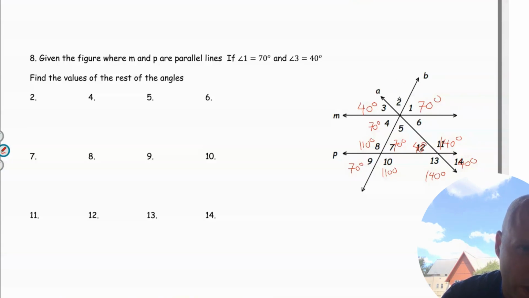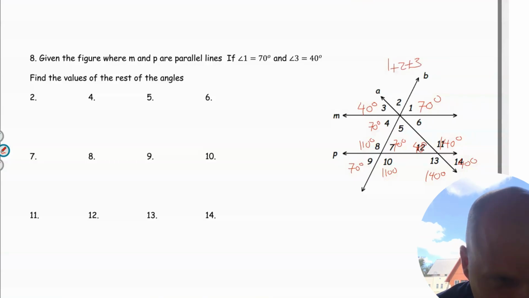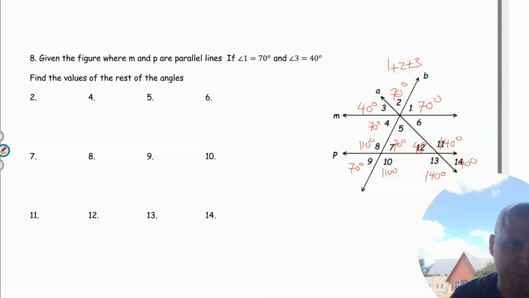40 plus 70 is 110. 1 plus 2 plus 3 must be 180. You guys got to figure this out yourself. This is like a fun little puzzle. We'll have something like this on your quiz. So 70 plus 40 plus this angle 2 must equal 180. This must be 70 as well. Really? Yeah, that must be. If this is 140, this must be 40.